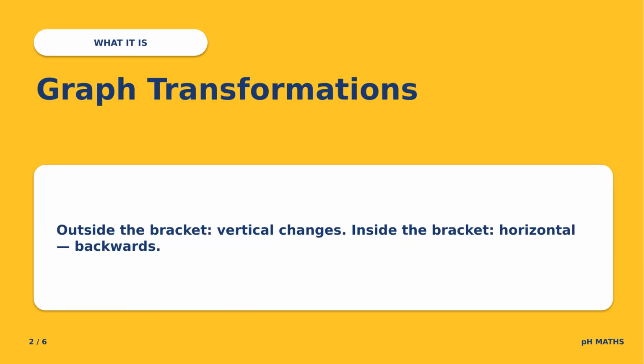Definition. Transformations applied outside the bracket affect the y-axis. These are vertical changes. f(x) + a moves the graph up by a. Transformations applied inside the bracket affect the x-axis, horizontal changes, but backwards. f(x + a) moves the graph left by a. Outside is intuitive, inside is reversed.